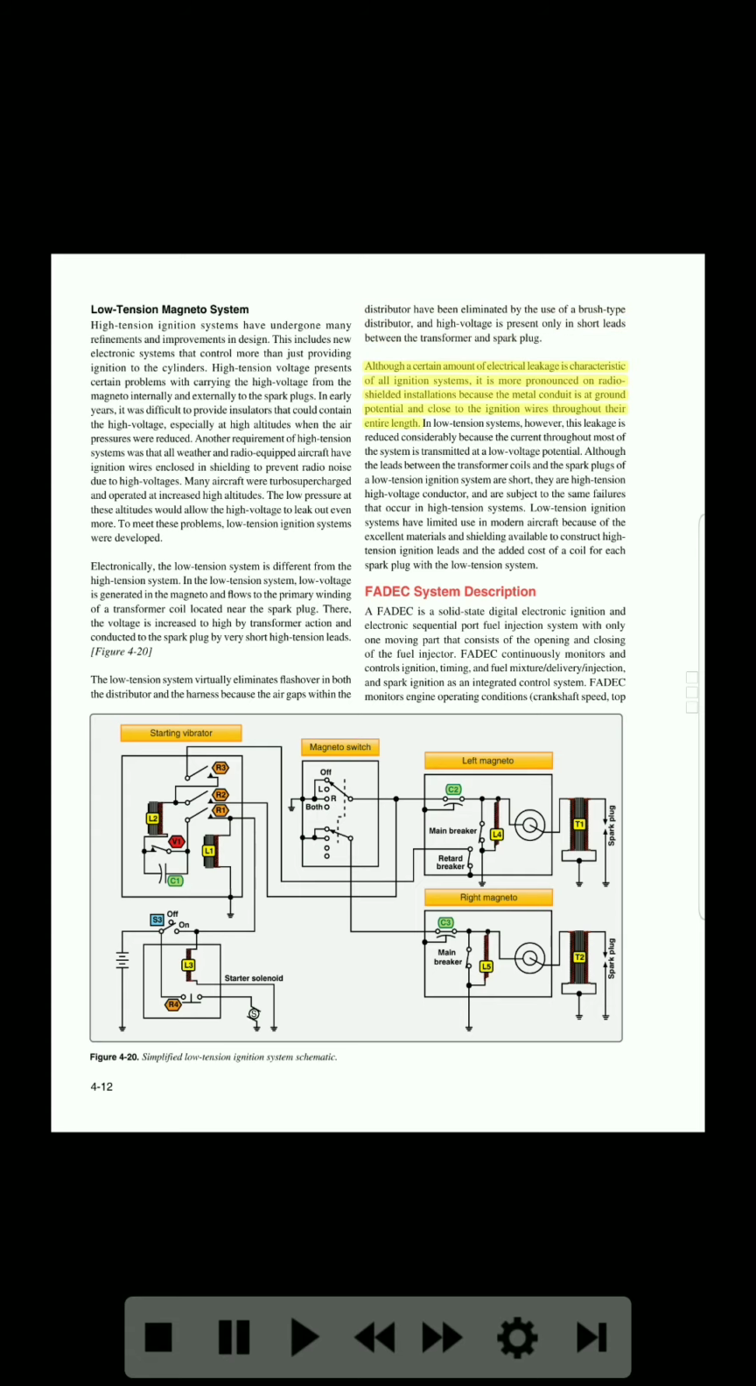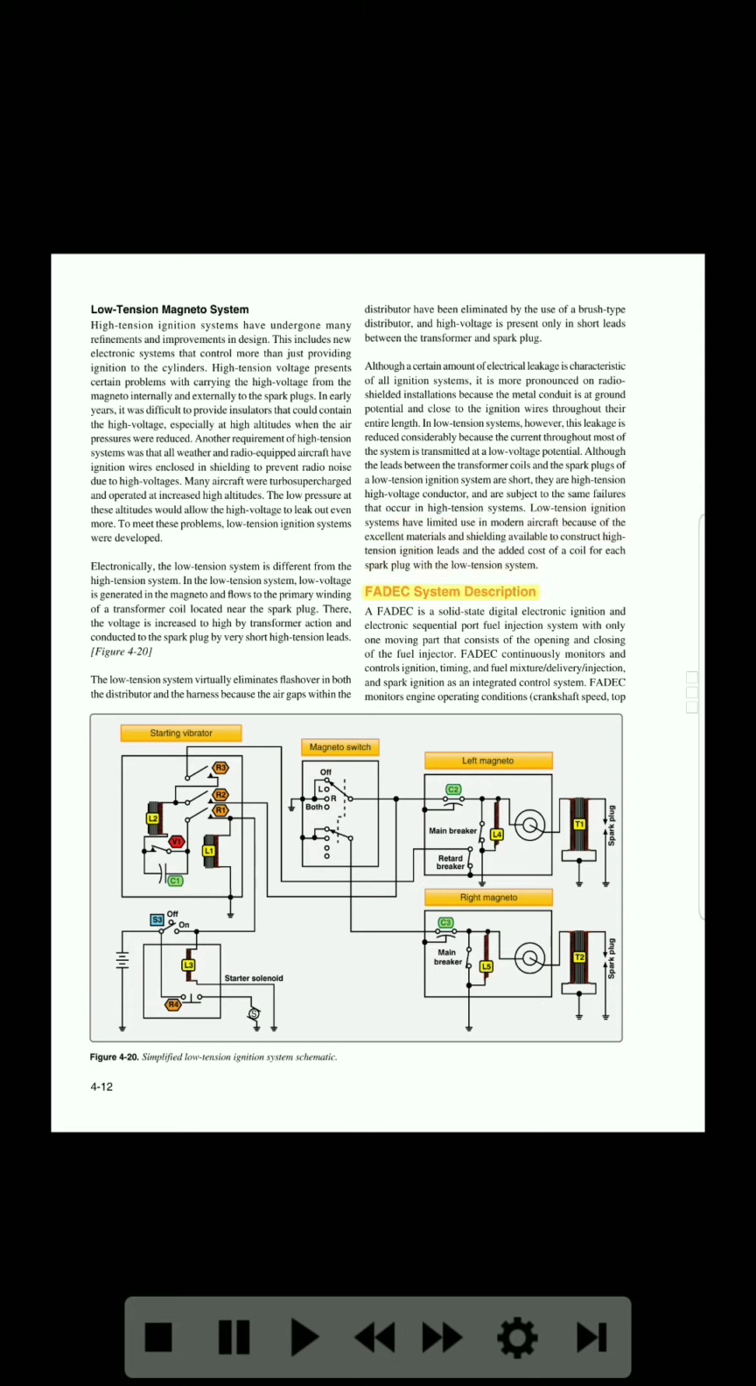Although a certain amount of electrical leakage is characteristic of all ignition systems, it is more pronounced on radio-shielded installations, because the metal conduit is at ground potential, and close to the ignition wires throughout their entire length, in low-tension systems. However, this leakage is reduced considerably because the current throughout most of the system is transmitted at a low voltage potential. Although the leads between the transformer coils and the spark plugs of a low-tension ignition system are short, they are high-tension high-voltage conductors, and are subject to the same failures that occur in high-tension systems. Low-tension ignition systems have limited use in modern aircraft because of the excellent materials and shielding available to construct high-tension ignition leads and the added cost of a coil for each spark plug with a low-tension system.